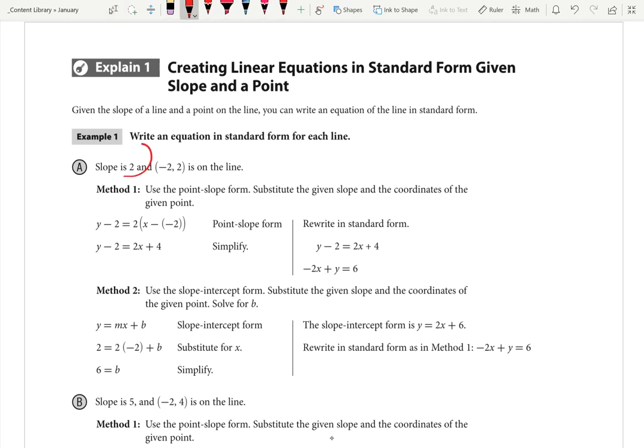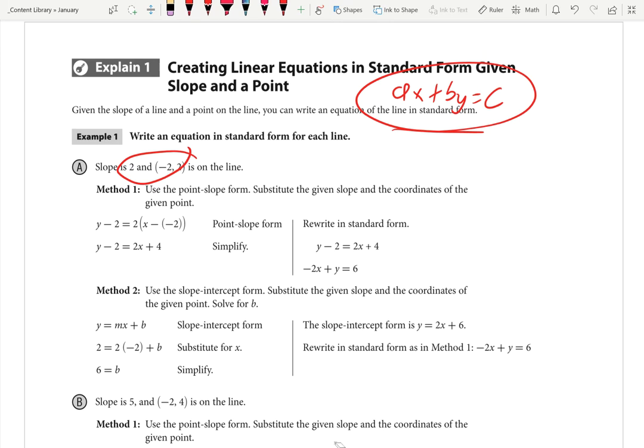So here we have a slope of 2 and a point on our line. Now remember, we're trying to write standard form, ax plus by equals c. So none of these numbers go directly into this form. What we're going to have to do is either use point slope form or use slope-intercept form and then change that form into standard form. So we can't actually go directly to standard form. There's no way we can jump straight to the answer here. We actually have to use one of the other forms first and then change that into standard form.